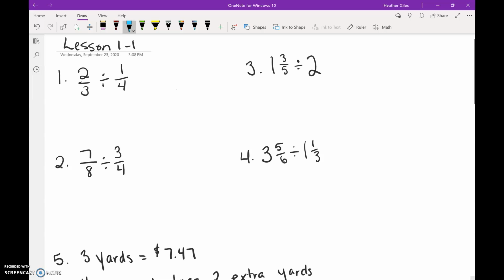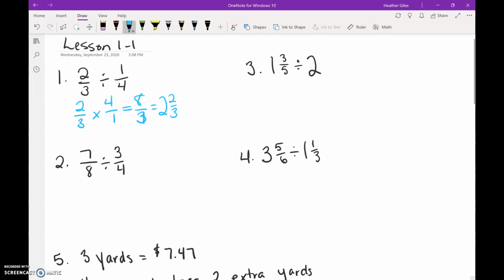So number 1 is going to be rewritten as 2/3 times 4/1. That's my reciprocal for 1/4. Now I have to check to make sure that there are no common factors diagonal from each other. Well, 2 and 1 are already as simple as they can go, and 4 and 3 don't share any factors. So we're going to multiply straight across. 2 times 4 equals 8, and 3 times 1 is 3. So we have 8/3 or 2 and 2/3.